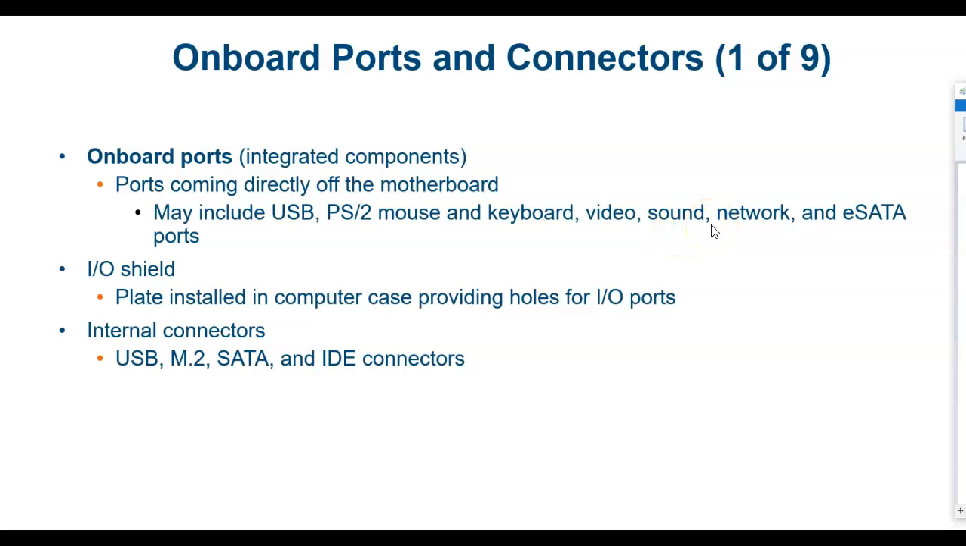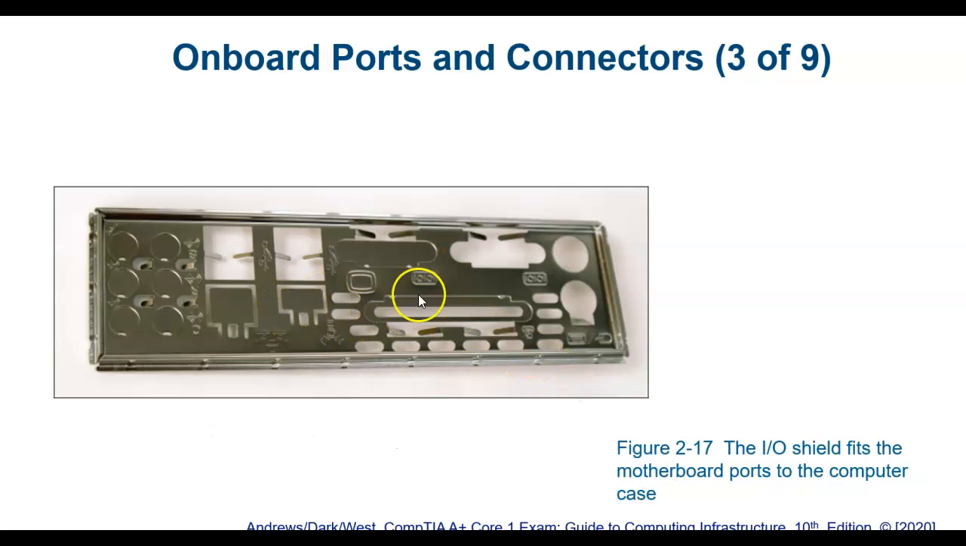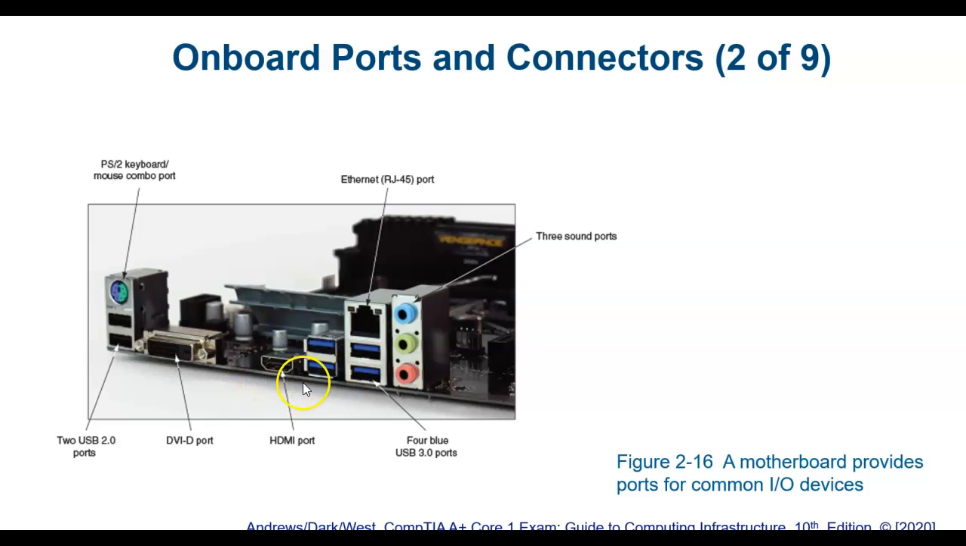Outboard ports or integrated components. Ports coming directly off the motherboard may include USB, PS2 mouse and keyboard, video, sound, network, and eSATA ports. The input-output shield is a plate installed in the computer, providing holes for input-output ports. Your internal connectors include USB, M.2, SATA, and IDE connectors. Here it is, right? DVI, USB, HDMI, etc. Here's the I/O shield that you can put over this.